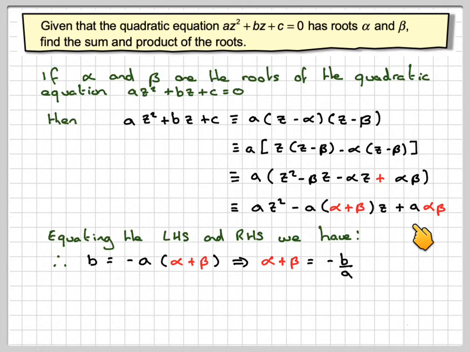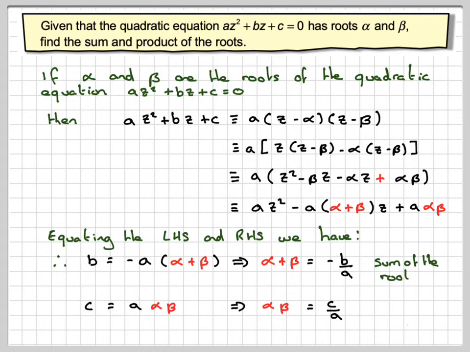And also if we equate a alpha beta to c, c will be equal to a alpha beta, which gives me that alpha beta is equal to c over a. So if we know the sum and the product of the roots, we can actually form the equation that they actually come from by using a different method than sort of working backwards, which we'll explore in future videos.